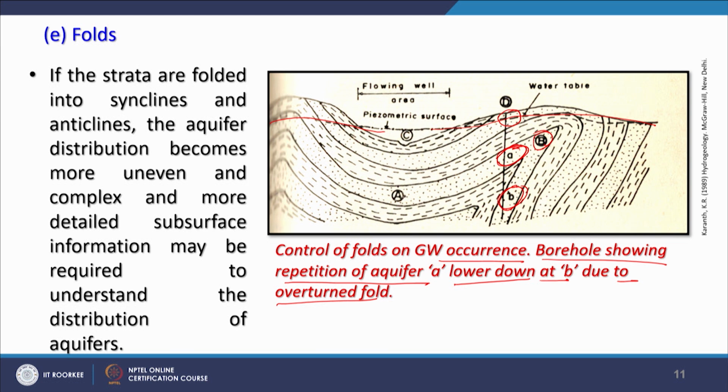So, if the strata are folded, as in this case, either into syncline or anticline, like here it is a synclinal situation and here it is anticlinal. Generally these are in repetition mode: first syncline, then anticline, syncline, anticline, like this. With syncline and anticline, the aquifer distribution becomes more uneven and complex, and more detailed subsurface information is required in order to understand the entire distribution of aquifers in subsurface condition.